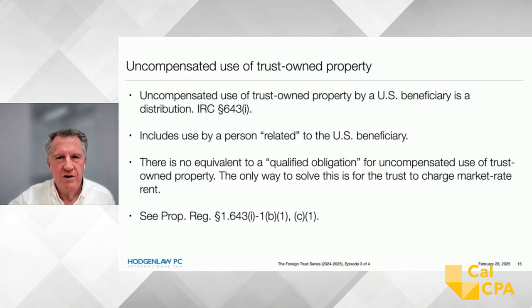There's no qualified obligation counterpart for uncompensated use of trust-owned property. The only thing you can do is have arm's length payment. So if the condo would rent for $3,000 a week in Vail, the U.S. beneficiary has a choice of either paying $3,000 to the trust, and the trust has income, or the beneficiary has a $3,000 distribution using the place for a week.